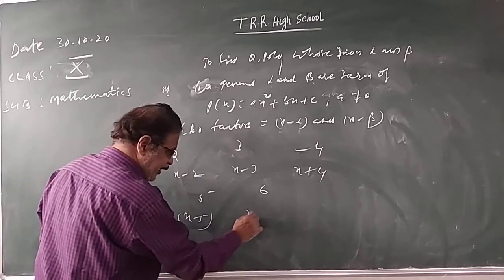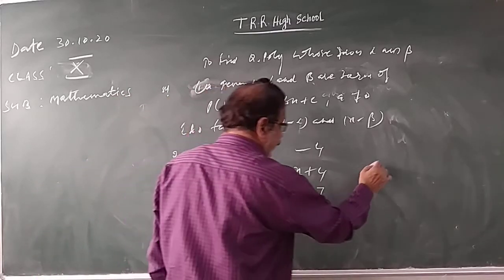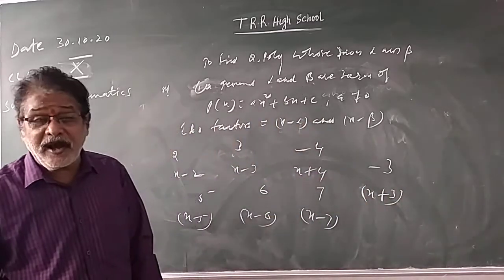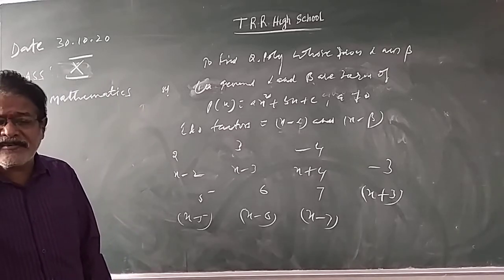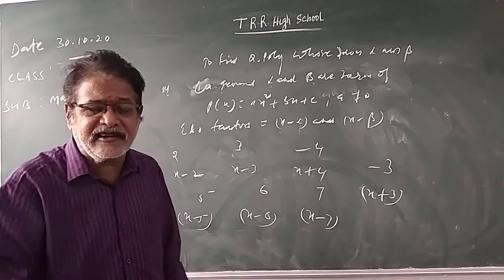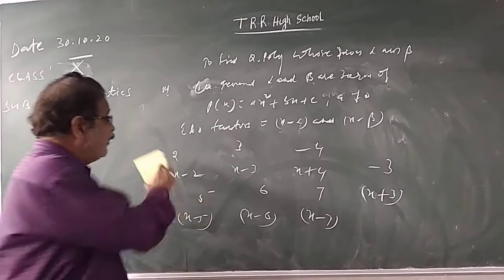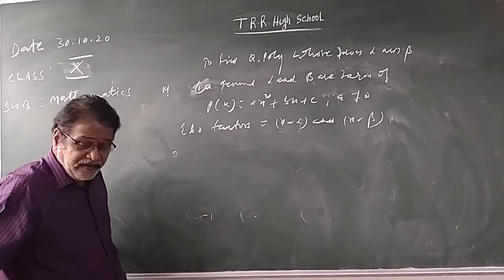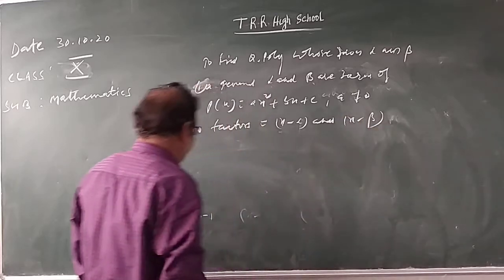If 6 is the zero, its factor is x minus 6. If 7 is the zero, its factor is x minus 7. If minus 3 is the zero, its factor is x plus 3. When p of x is divided by x minus 3, its zero is 3. When the zero is minus 3, its factor is x plus 3. So when the zeros are given, you can write the factors. When alpha and beta are the zeros, its factors are x minus alpha and x minus beta.